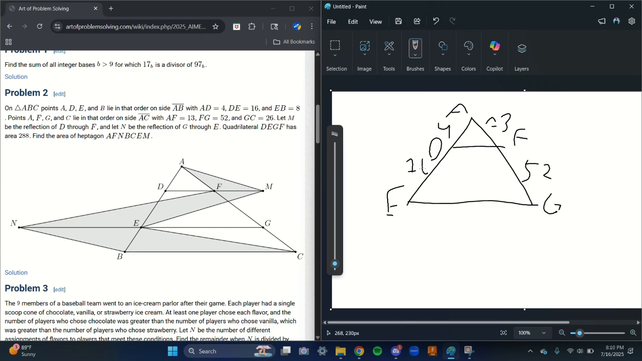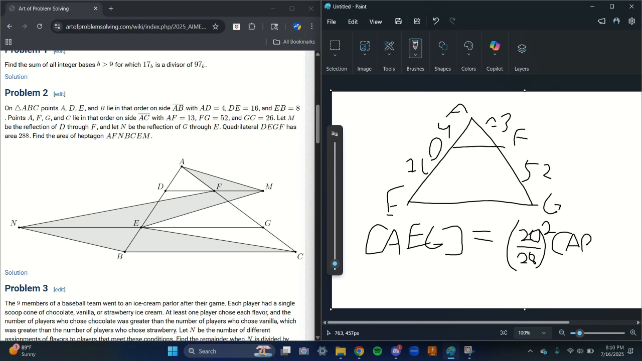Okay, so the ratio between two triangles in their area is the square of the ratio of the side lengths. So we can say that the area of triangle AEG is the square of 20 over the total length, which is 28, times the area of triangle ABC. 20 over 28 simplifies to 5 over 7. Square that, we get 25 over 49. So the area of triangle AEG is 25 49ths the area of triangle ABC.